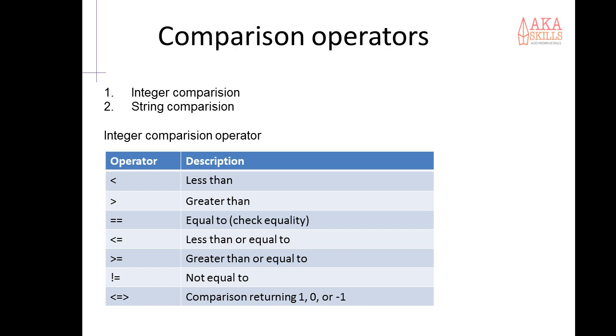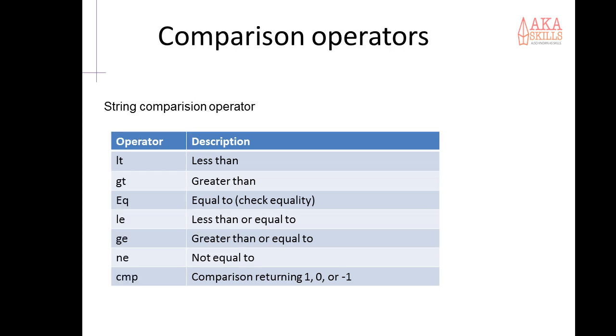And now the three-way comparison operator. This is an interesting operator. The integer on the left hand side is first checked. If it is less than the integer on the right hand side, it will evaluate to 1, or the result would be 1. If they both are the same, then the result would be 0. If the left hand side integer is greater than the right hand side integer, it will evaluate to -1.